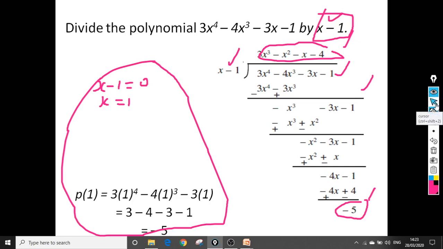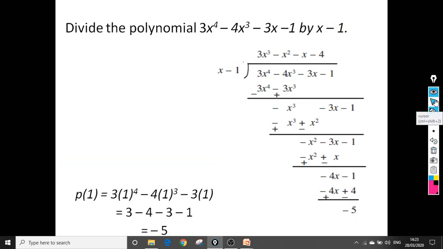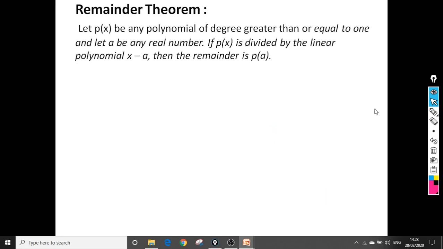Now let us discuss the formal definition of the remainder theorem. Here, this is the formal definition. If p of x is a polynomial, and its degree is greater than or equal to 1, and a is a real number, then when we divide p of x by x minus a, the remainder comes to be p of a. The remainder is p of a.